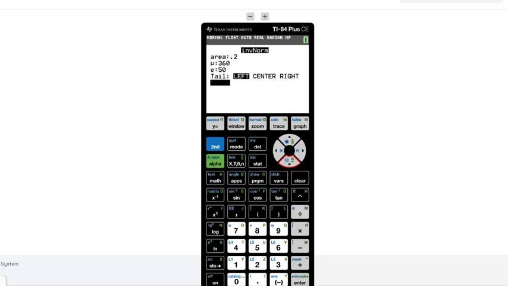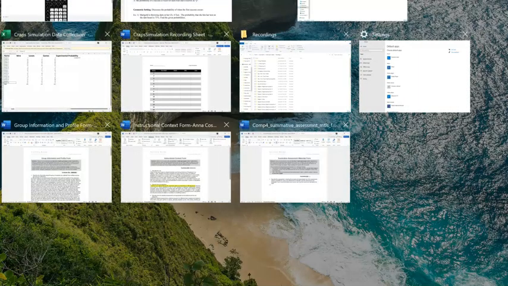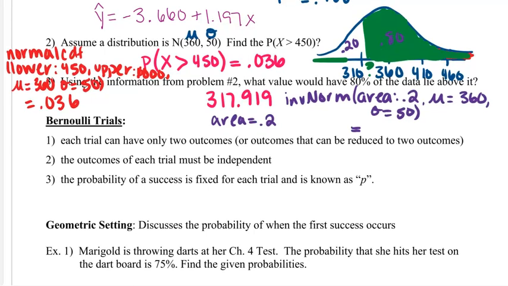So if I wanted to, I could put 0.8 and then I could go over to right, but I'm just going to stick with the left because I already explained that. But again, if you wanted to go to the right side, you would still get the same answer. You would just use 80% instead of 20% like I did. So 317.91 or 92 is going to be our answer for that last one.